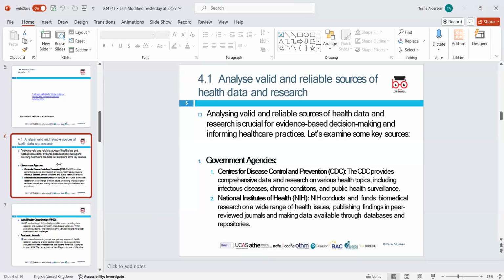The other organisation there is the National Institutes of Health, also known as the NIH, and they conduct and fund biomedical research on a wide range of health issues. They publish their findings in peer-reviewed journals, and they make data available through different databases and repositories. A repository is a term for somewhere they keep the information in one place. So all the details of everything are kept together in one area. It's not moved around or shared.